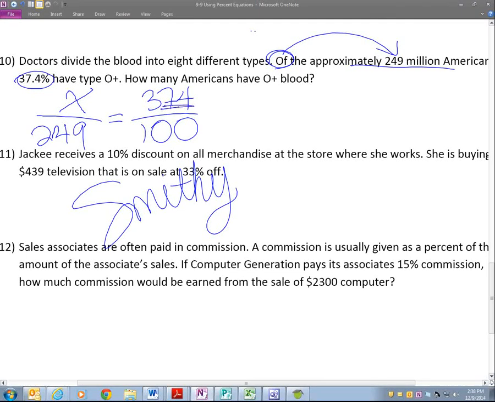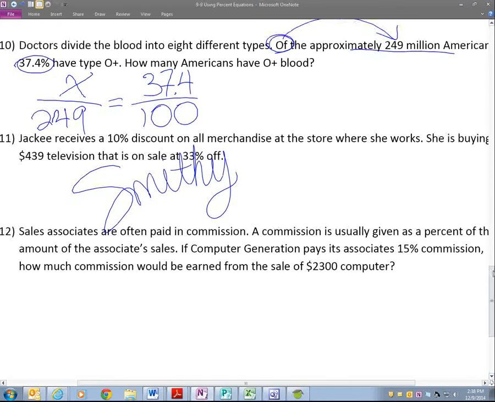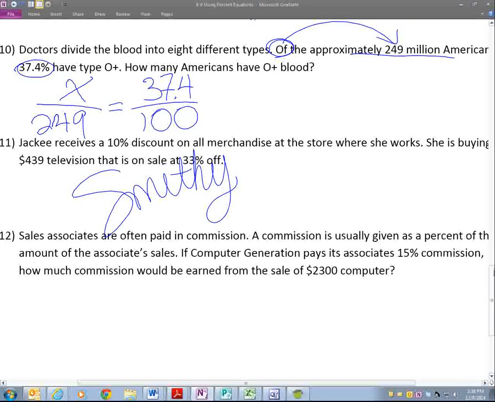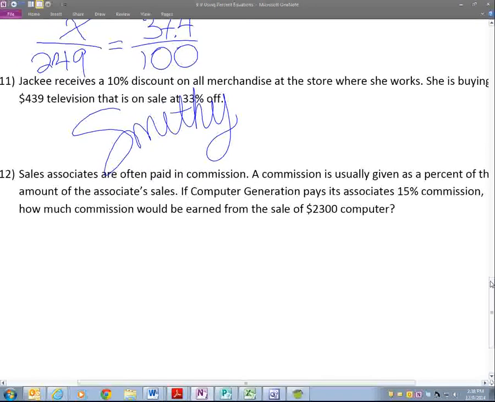We're not dealing with interest here, so this is going to be just a proportion that we've been working with over the last several days. This could go anywhere, but now we're dealing with decimals. So we would have 249 times 37.4, divide that by 100, and that's how many Americans have O positive. We're not going to work that out because I expect you to be able to do that 5th grade math.